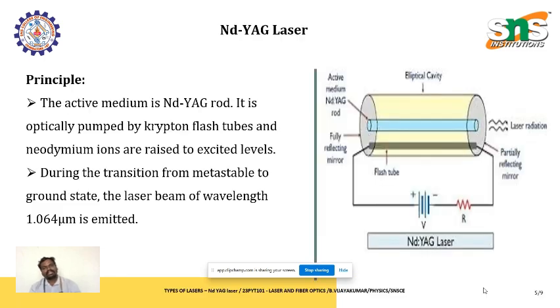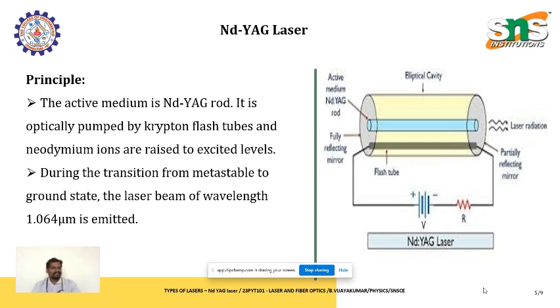And we discuss the solid state laser, the Nd-YAG laser. In the principle of the Nd-YAG laser, the active medium is the Nd-YAG rod. This diagram shows that the Nd-YAG rod is the main material. It is optically pumped by a krypton flash tube. The figure shows the flash tube. The flash tubes are covered with a fully reflecting mirror and a partially reflecting mirror.